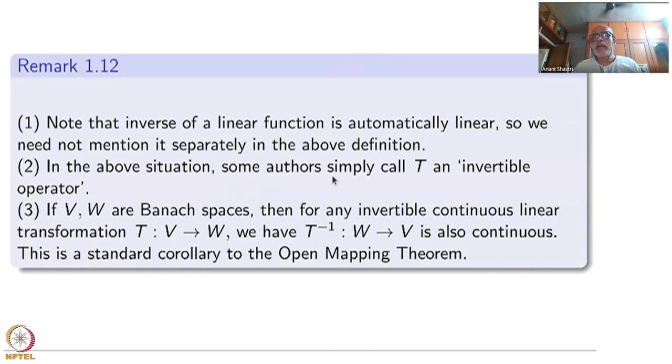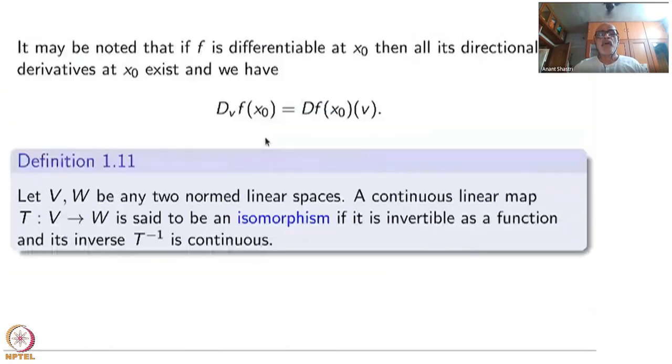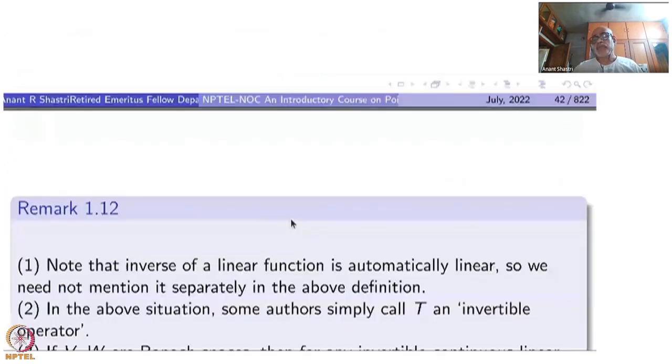If you have a bijection which is linear, then the inverse is automatically linear. That is not a problem. But the inverse may not be continuous. This is what we have been telling: even if it's a continuous bijection, the inverse may not be continuous. So we have to mention it separately. In the above situation, some authors simply call T an invertible operator. They do not say isomorphism or that the inverse is continuous, they just say invertible operator. So I will also use that terminology.